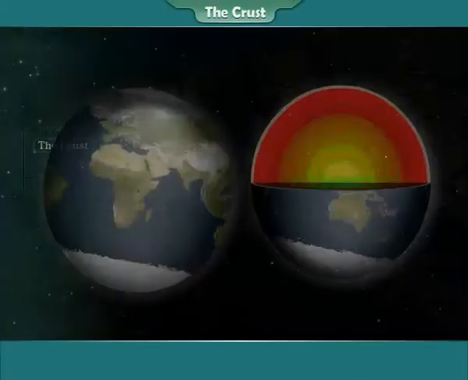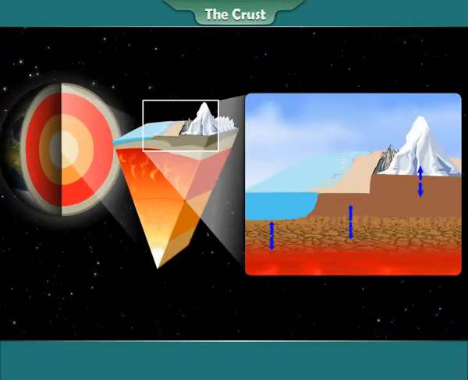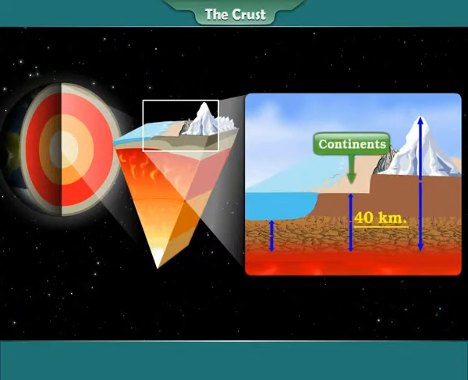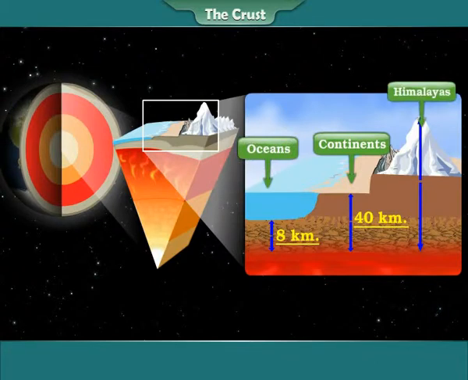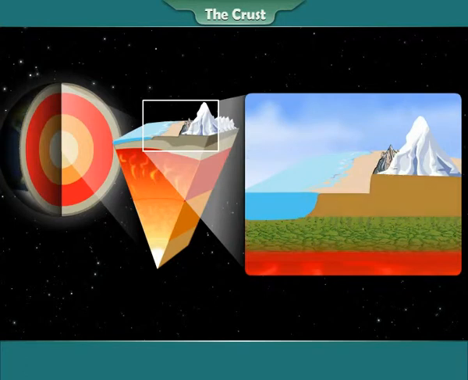The crust. The average thickness of the crust is 30 kilometers. The thickness varies from place to place. It is about 40 kilometers under the continents and 8 kilometers below the oceans. In the high mountainous regions like the Himalayas, it is about 70 kilometers. The crust is divided into two parts, the Sial and Sima.